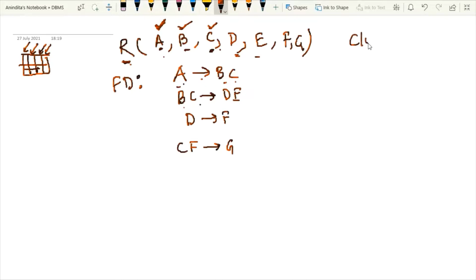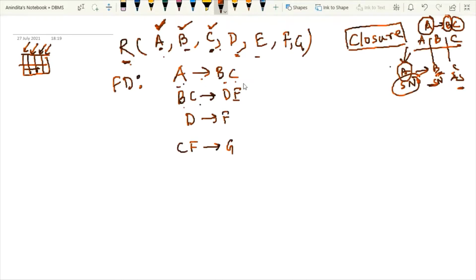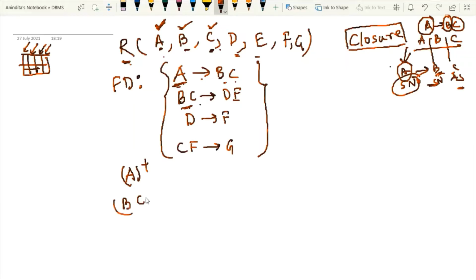We have to find out closure. So the first point is, whenever functional dependencies are given to you, look at the left hand side. Calculating closure is done only on the left hand side. So how can you represent it? In the left hand side we have A. Closure of A means A plus. Then closure of BC plus, closure of D plus, closure of CF plus.